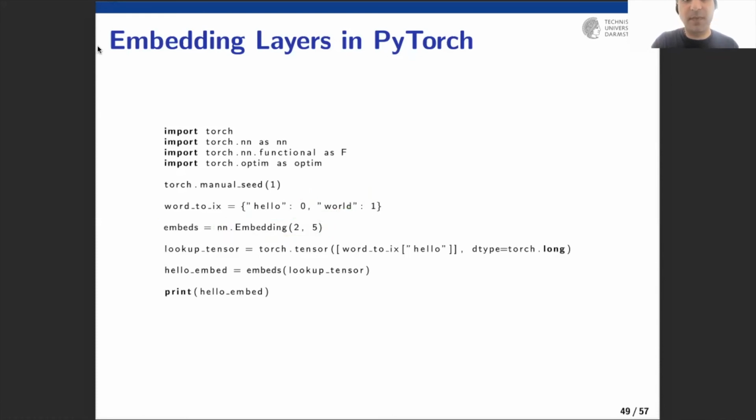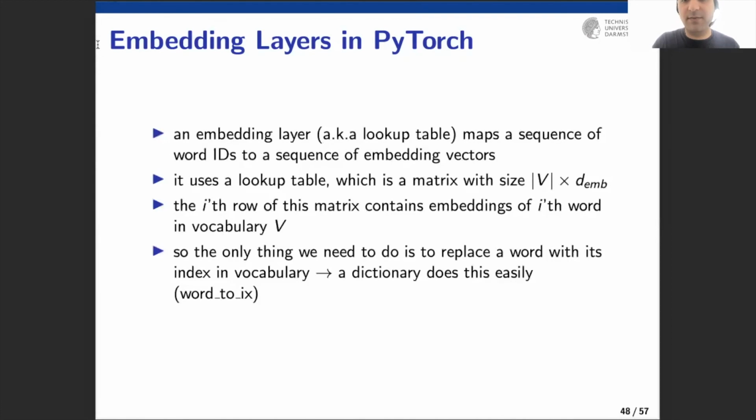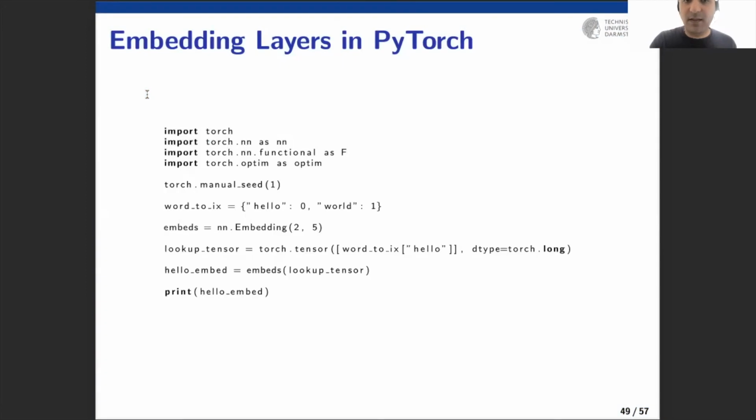If we look at the definition that we have in the previous slide, we say that a lookup table or an embedding layer is a matrix with size V times the dimension of the embedding vector that we want to have. So the number of words in the vocabulary is the number of rows of this matrix, and the dimension of the embedding is the number of columns. Okay? Good. So 2 is the number of words, and 5 is the dimension of the word embedding that we want to get.